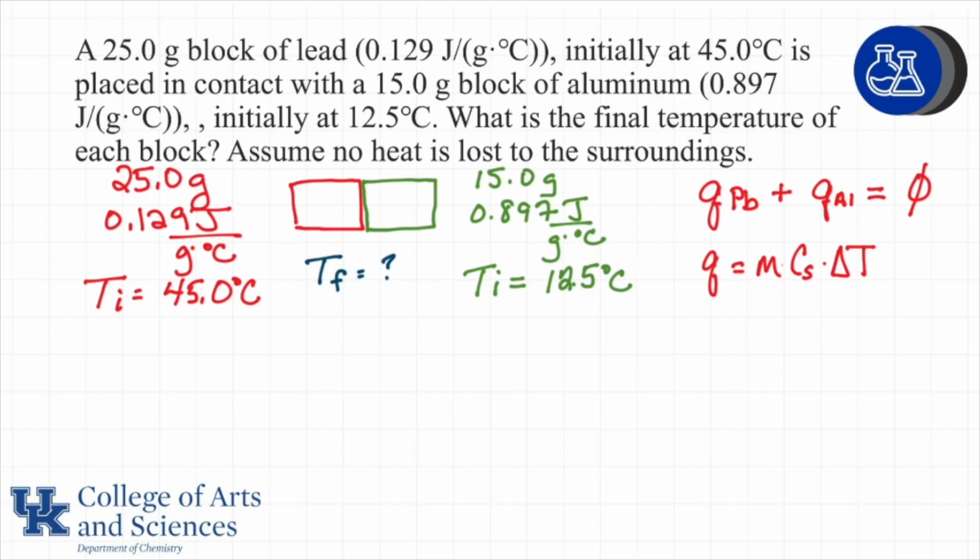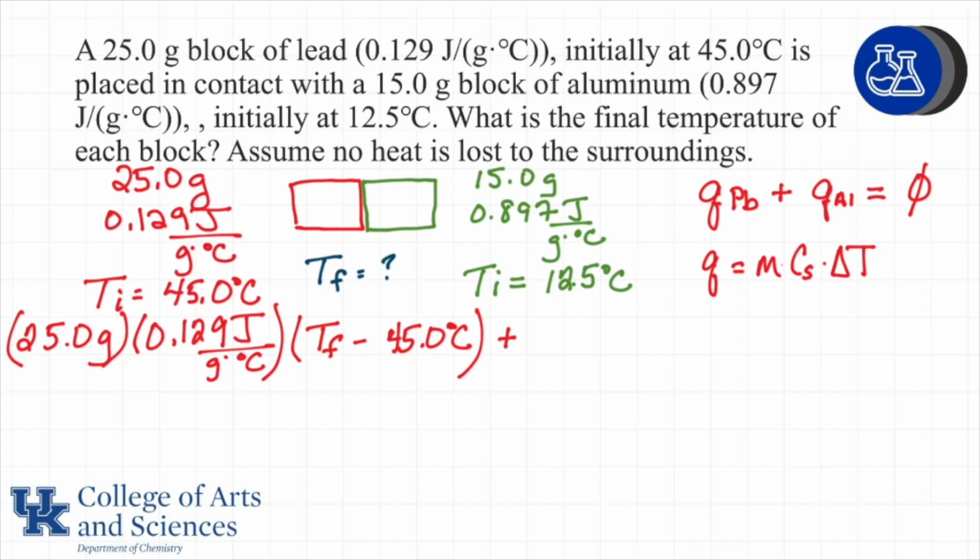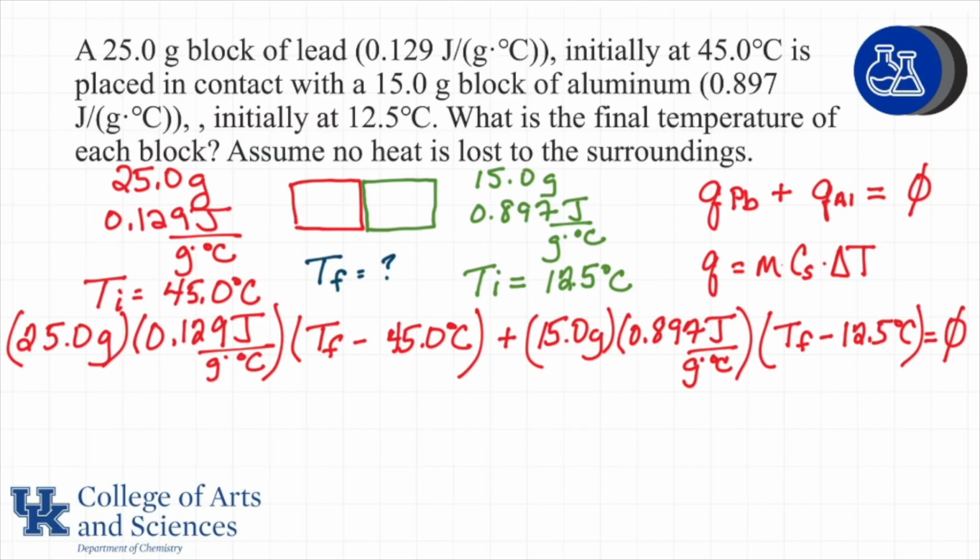And each Q value can be calculated by using the equation MCS delta T, which we've used previously. Now we need to set it up with the values that we were given in the problem. So we have 25 grams of the lead, which has a specific heat of 0.129 joules per gram degree Celsius. Multiply that by delta T, remember T final minus T initial, always final minus initial, plus the same thing for our aluminum block, which is 15 grams times 0.897 joules per gram degree Celsius, TF minus 12.5 degrees Celsius.